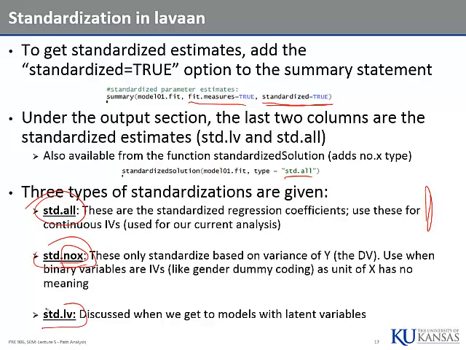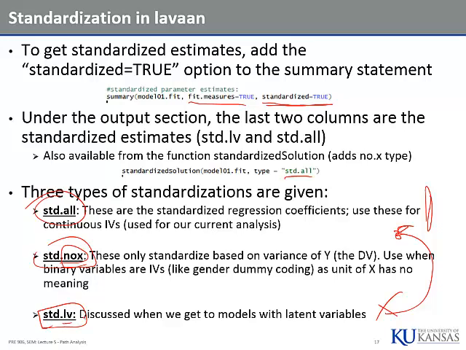std.lv works the same as std.all, but it's used for latent variables. The reason for that is that in the latent variable world, we have to define what the variance of the latent variable means. Whoa, yeah, that's a little weird. When we get to measurement models next week or the week after, depending on how long it takes me to get through these slides, we're measuring things that don't directly exist, so we sort of have to define the metric that they're on. What's their variance?